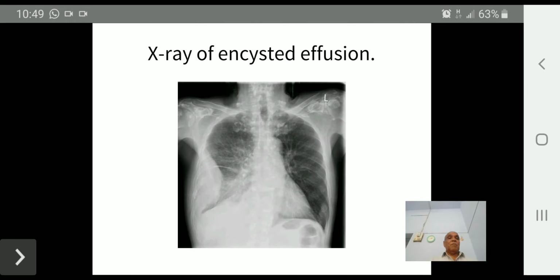This is the X-ray of the encysted effusion. You will see the radiodense opacity near to the chest wall and near to the right CP angle. The convexity is toward the chest wall and vertical diameter is greater than transverse diameter. The angle at the chest wall is obtuse, so chances of the encysted effusion are more.